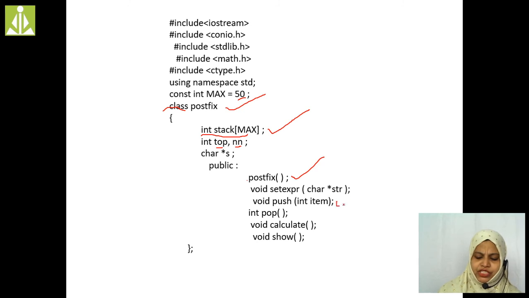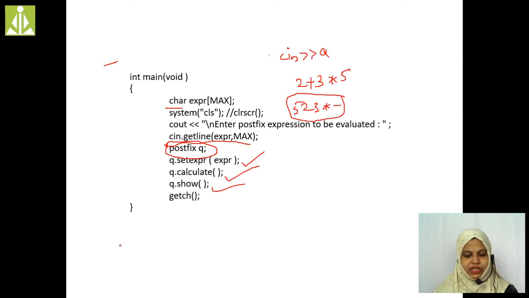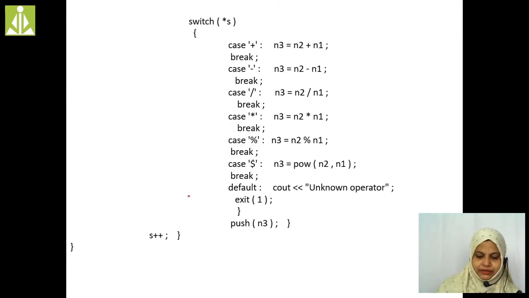So here I am going to use this push function. Next is the pop function, right? Push and pop. Whenever we are going to use any stack data structure in our program, we have to write the code for the push and pop. Next is set expression. Already, by using the object, I am calling this set expression, then calculate, then show. These three I already explained. These three are going to be called set expression, calculate, and show, right?